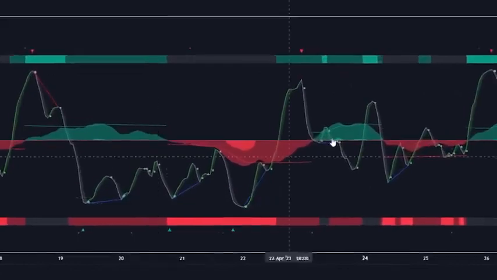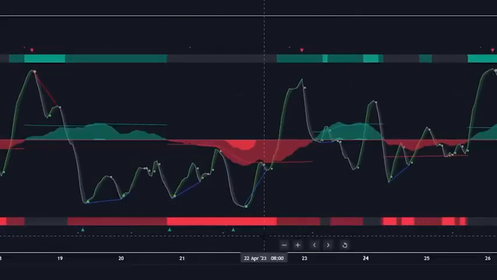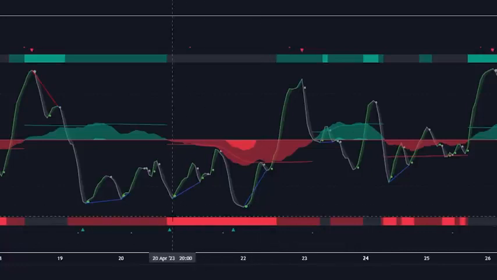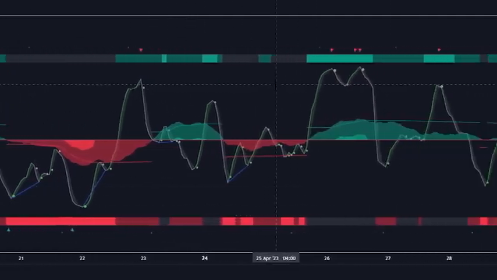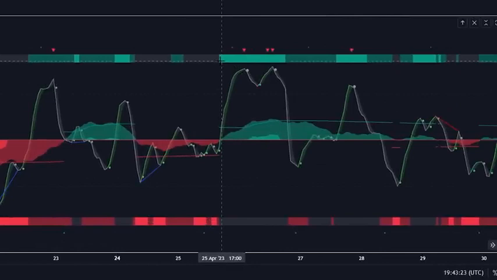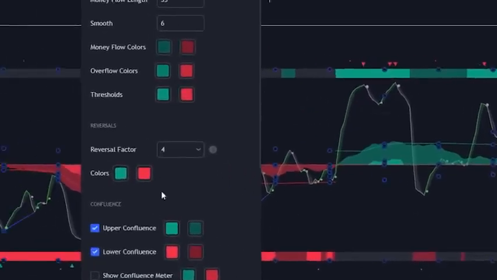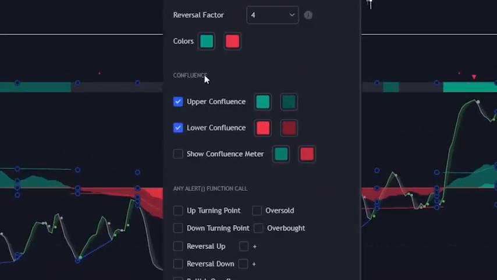These bars on the top and bottom of the oscillator are meant to combine multiple features to give you very simple indications of when all of them are lining up to indicate a likely downtrend when it's bright red, or when all of them are lining up to indicate a likely uptrend when it is bright green. And these are called the confluence zones that you can enable within the confluence section of the indicator.